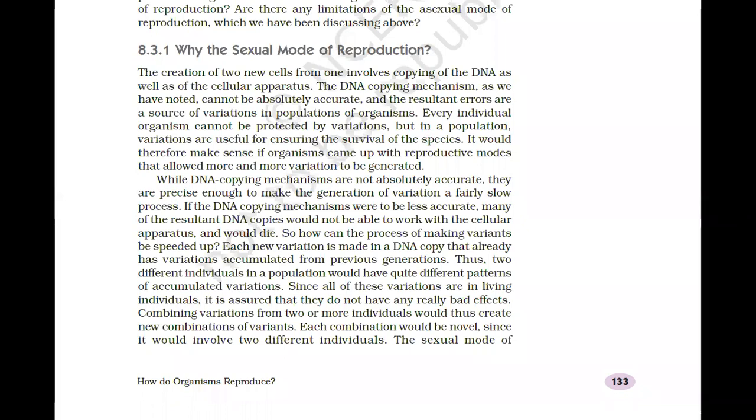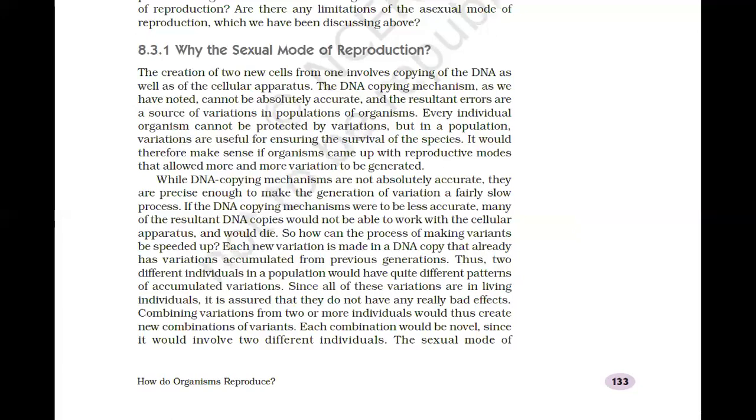While DNA copying mechanisms are not absolutely correct, they are precise enough to make the generation of variation a fairly slow process. If the DNA copying mechanisms were to be less accurate, many of the resultant DNA copies would not be able to work with the cellular apparatus and would die. So, how can the process of making variants be speeded up? Each new variation is made in a DNA copy that already has variations accumulated from previous generations. Thus, two different individuals in a population would have quite different patterns of accumulated variations. Since all of these variations are in living individuals, it is assured that they do not have any really bad effects.